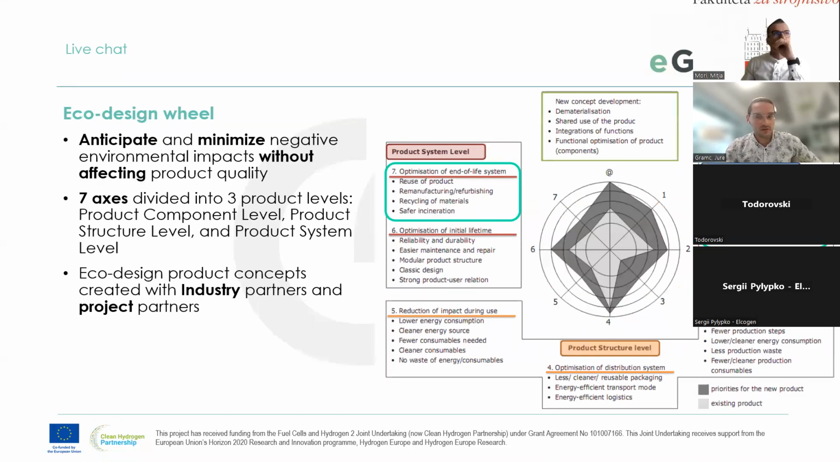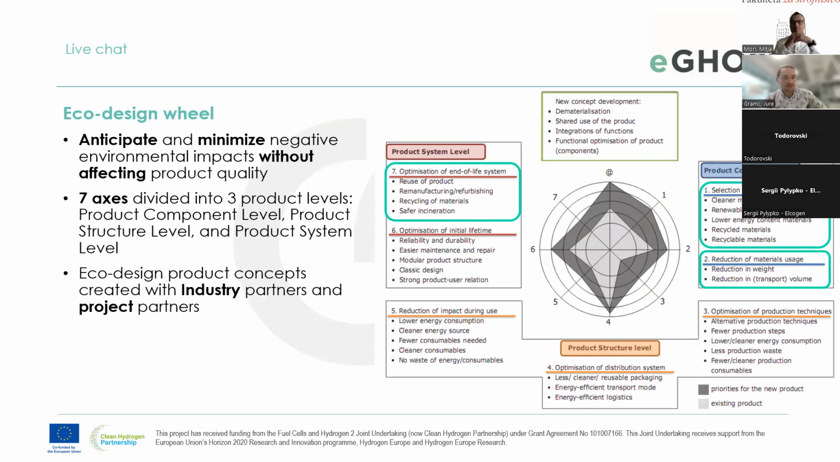The eco design wheel is a relatively well-known concept. As you can see, it has 7 axes, which are divided into 3 product concepts, and it basically anticipates and minimizes negative environmental impacts without affecting the product quality. So the quality of the product should stay the same, but the product should have lower environmental impacts.